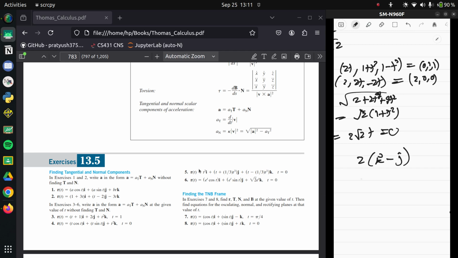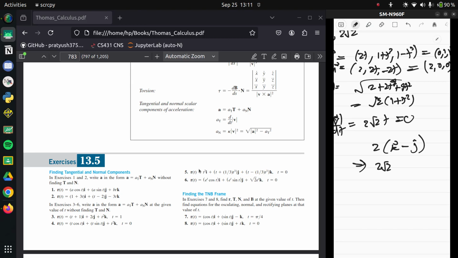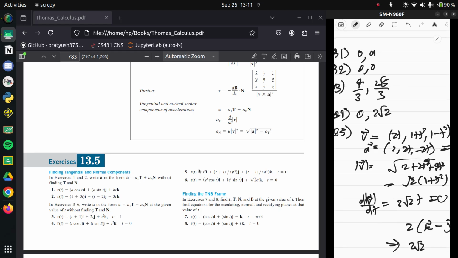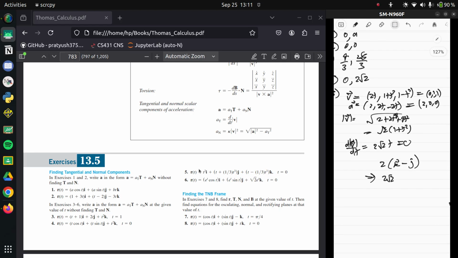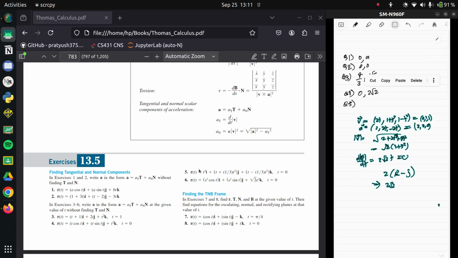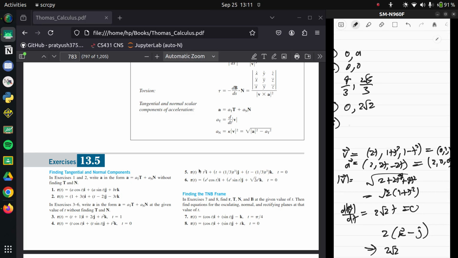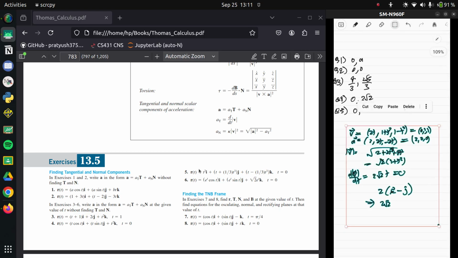Okay, so 2 square root of 2 is the magnitude of this, and then that upon the magnitude of velocity, square root of 2, so just 2. So that's the thing. The initial tangential acceleration is just 0, and then normal acceleration is square root of 2. No, not square root of 2, just 2. Okay, next.